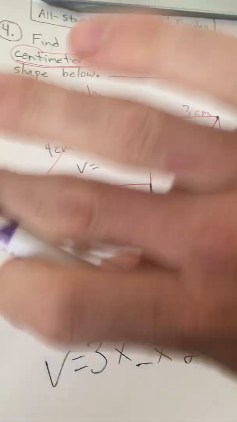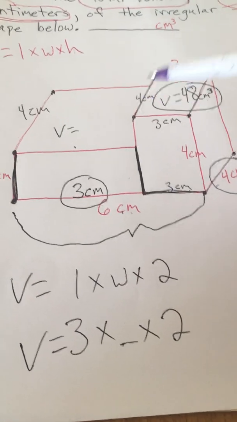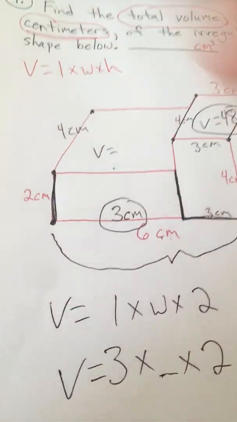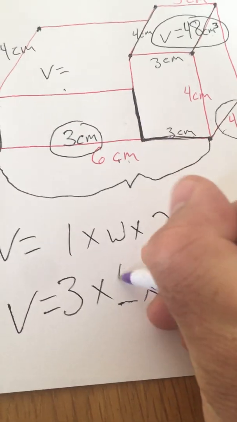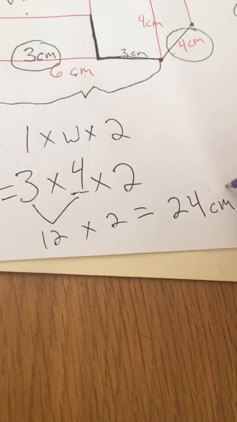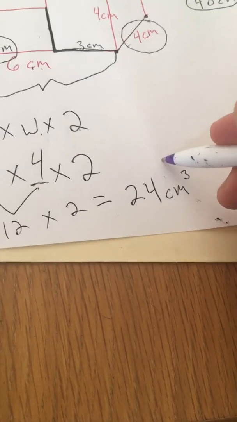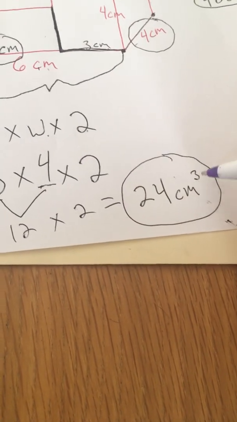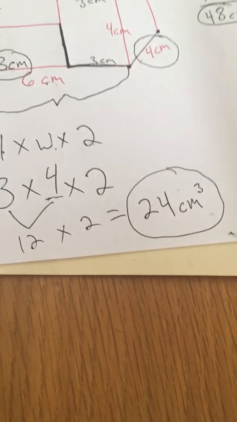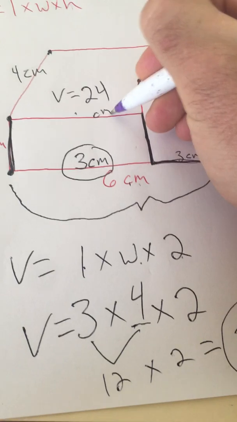It doesn't show it sticking way out in the back. So if this is 4, this is 4, this is 4, and it's the same distance, that is also 4. So now we have 3 times 4 times 2. So 3 times 4 is 12, times 2 is 24 centimeters cubed, because we did length centimeters times width centimeters times height centimeters. So we have 3 of them multiplied by themselves, centimeters times centimeters times centimeters. So this section is 24 centimeters cubed.